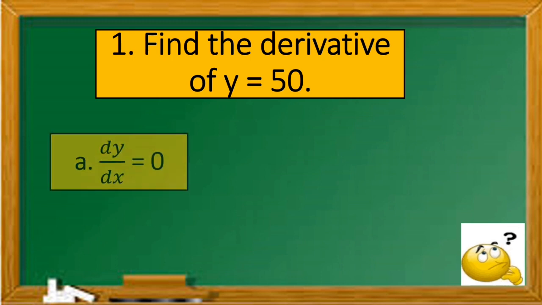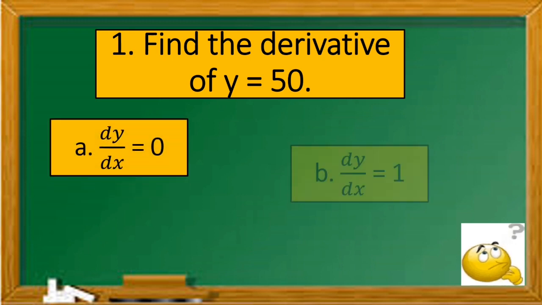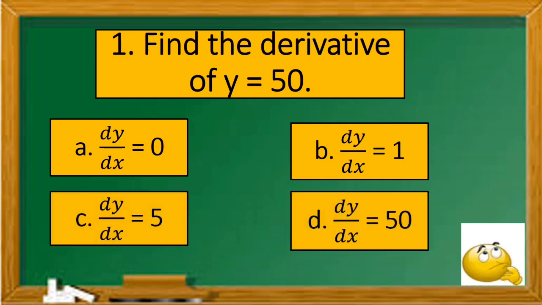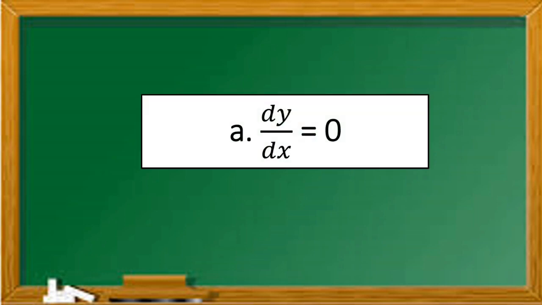Is the derivative equal to A, 0; B, 1; C, 5; D, 50? The answer is A. The derivative is 0. Did you get it right? Very good.